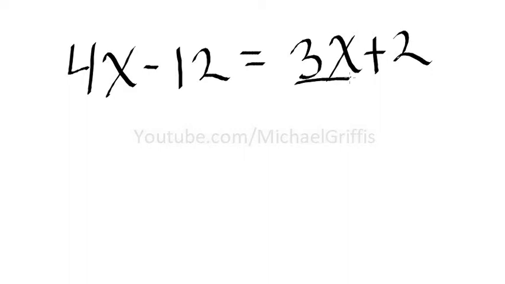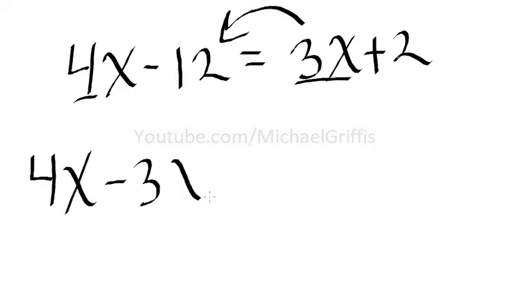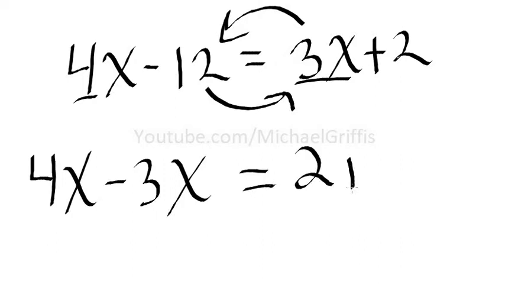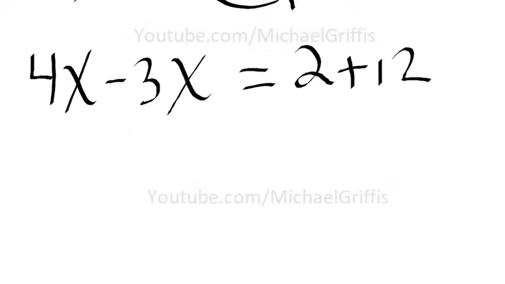And because 3 is smaller than 4, we'll go ahead and take that over to the left. So we have 4x minus 3x is equal to, we'll go ahead and take that 12 over. So we're subtracting 3x from both sides, and we're adding 12 to both sides. All right, so now we're left with x is equal to 14.